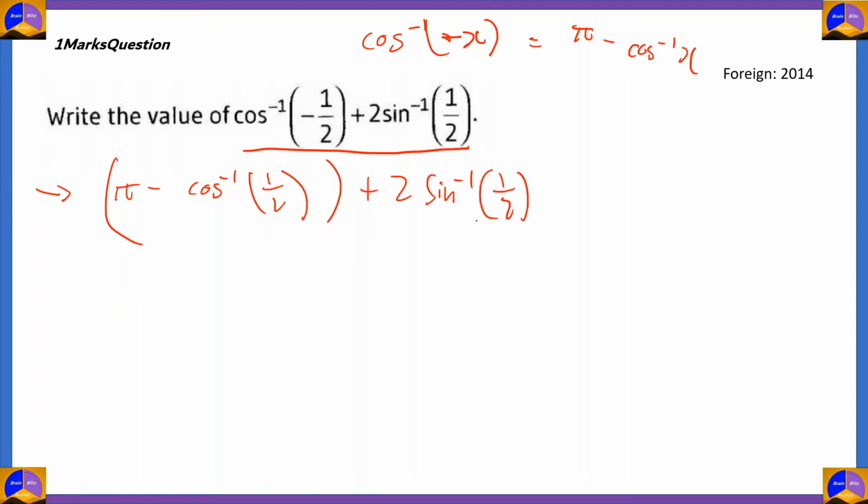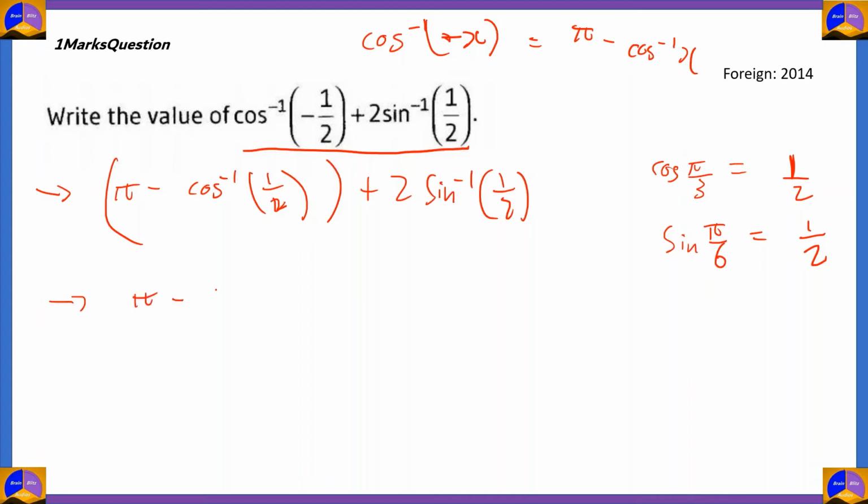How do we solve this further? Now it's given we have cos inverse of 1 by 2 and sine inverse of 1 by 2. So in trigonometric functions last year, you would know that cos 60, that is cos pi by 3, will be equal to 1 by 2, and sine 30, that is sine pi by 6, will also be equal to 1 by 2. So now let's put cos pi by 3 and sine pi by 6 in the separate scenarios in place of 1 by 2.